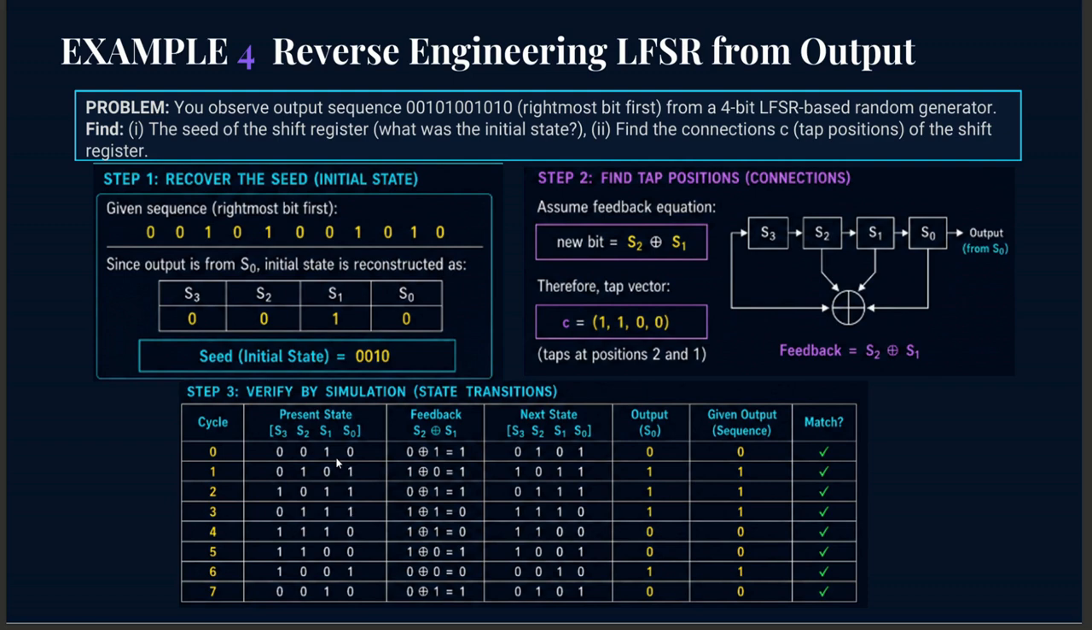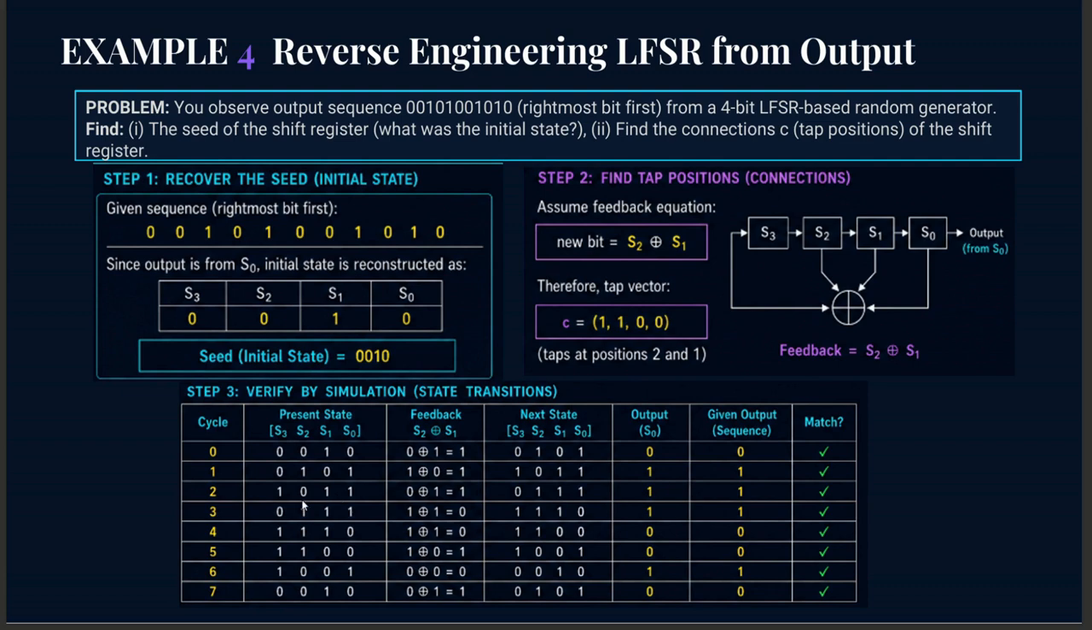We simulate the LFSR cycle by cycle. In cycle 0, the initial state is 0010. The output is taken from S0, so the output becomes 0. Now calculate the feedback: S2 XOR S1, 0 XOR 1 equals 1. After shifting and inserting feedback 1, the state becomes 0101. In cycle 1, the current state is 0101. The output is 1. Feedback calculation: 1 XOR 0 equals 1. After shifting, the state becomes 1011.